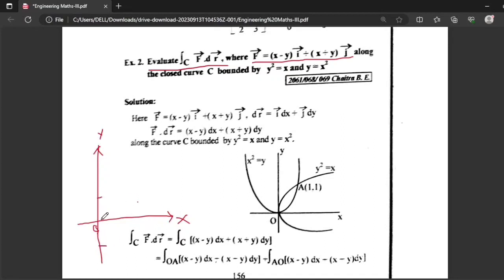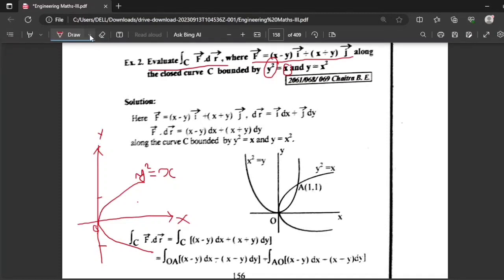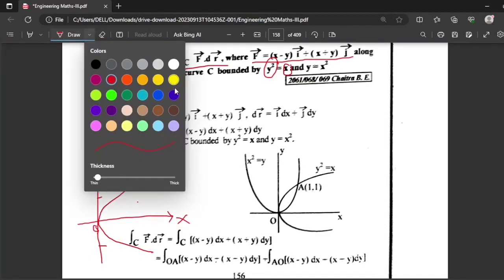And when x equals 0, y also will be 0. So it will pass through the origin and it will be like this curve. This is y square equals x. Let me use another color for the next parabola.